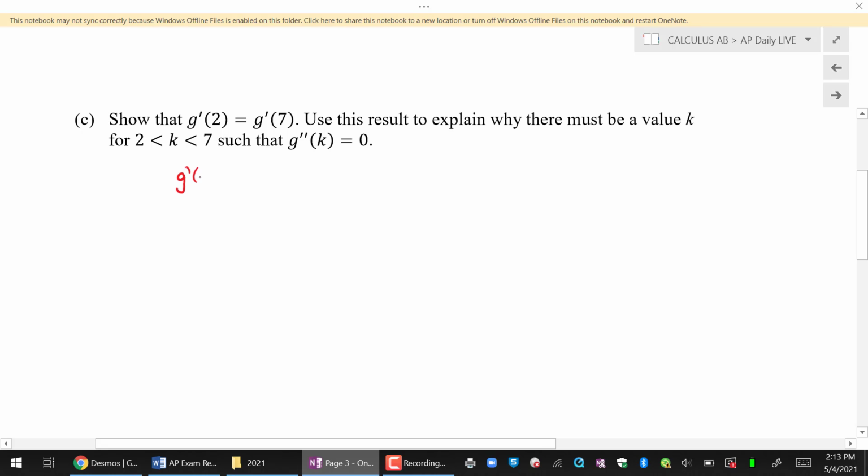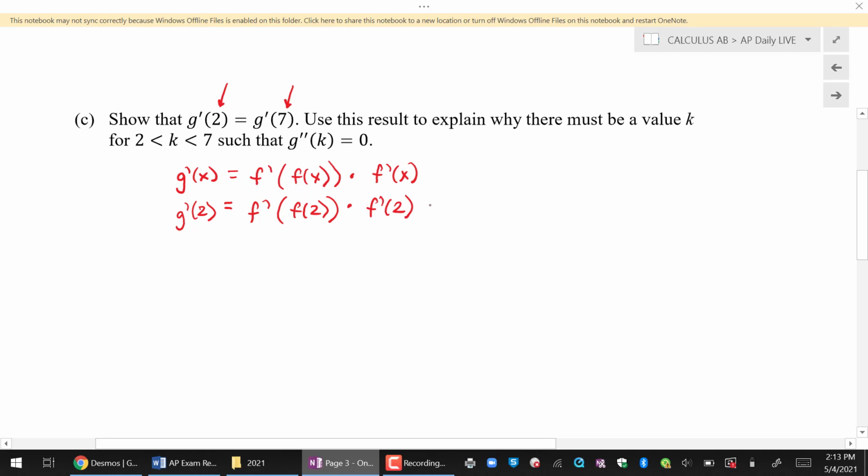Well, g prime of x, don't do anything with the 2 or the 7 until you first establish what g prime of x is. And so I'm going to use chain rule right here, derivative of the outside, inside stuff left alone. And then don't forget the chain rule times the derivative of the inside. So a lot of f's and f primes in there. So g prime of 2 is equal to f prime of f of 2 times f prime of 2. And that is going to become f prime of 7 times f prime of 2.